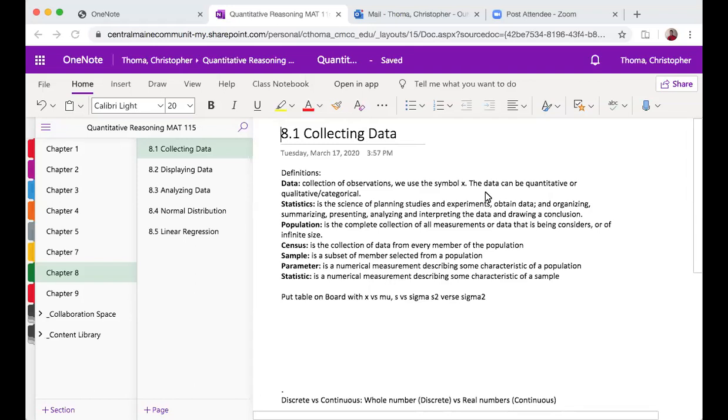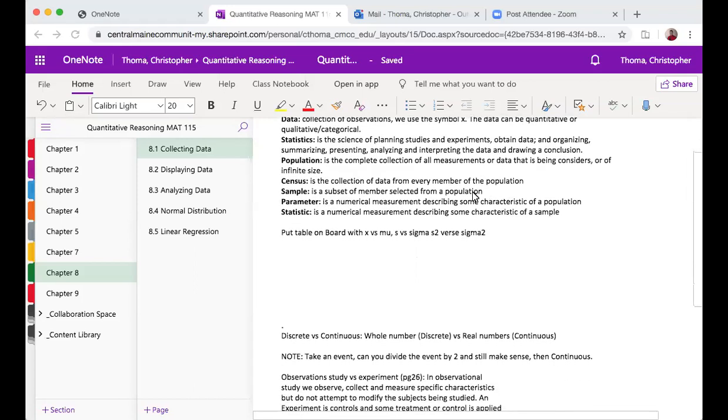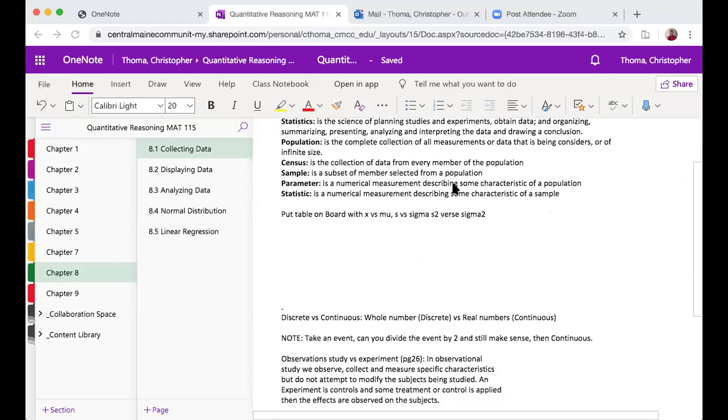A sample is a subset from the population, and that's what most of us in statistics will work with, right? We get a sample of a population, and that's what we actually do statistical analysis on. The parameter is a numerical measurement that describes a population, while a statistic is a numerical measurement that describes a sample. And one of the things, and you'll see this again if you take statistics with me, is understanding the difference between these.